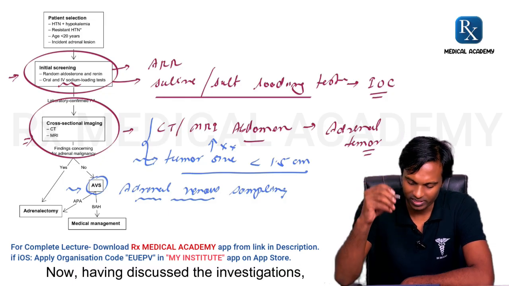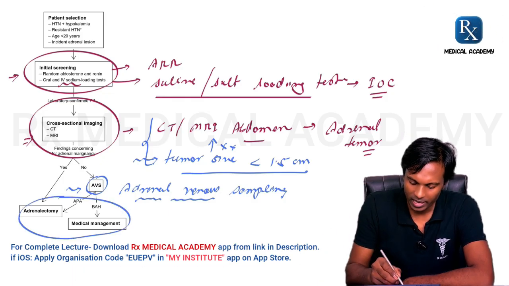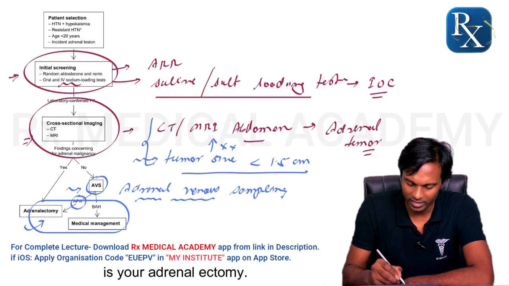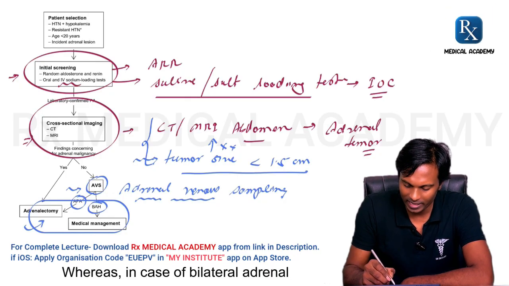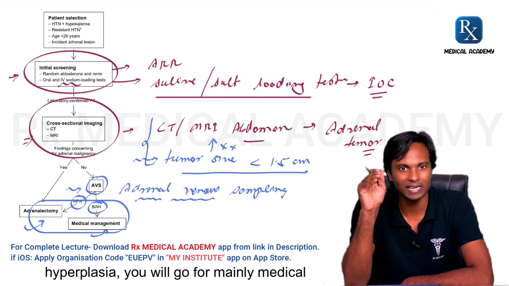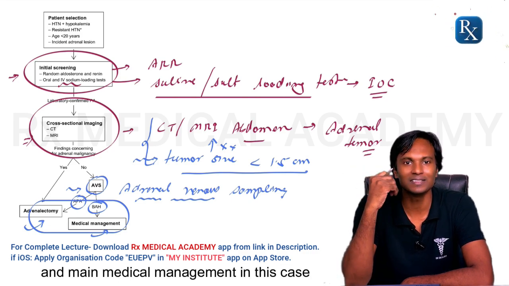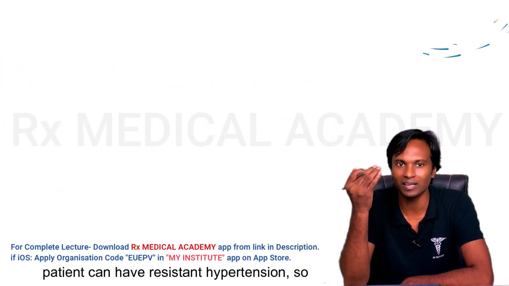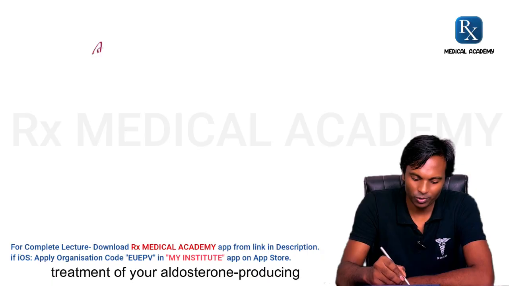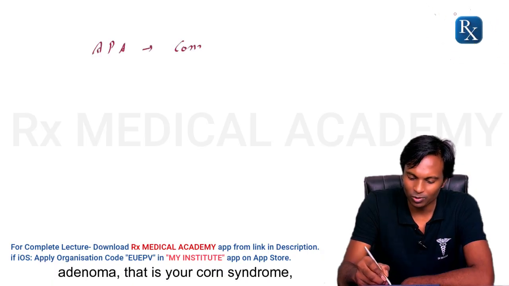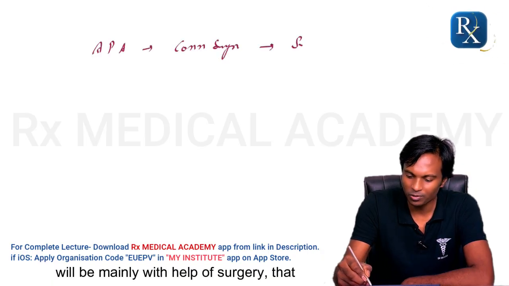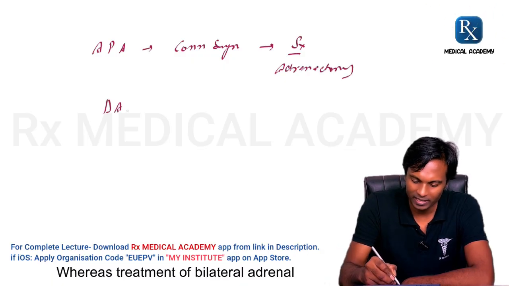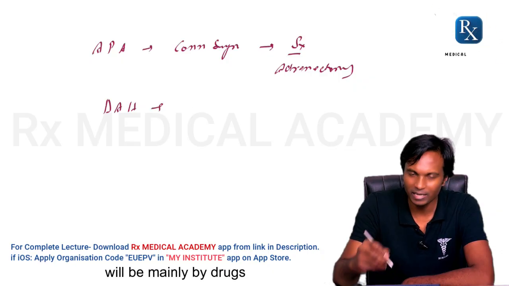Now, having discussed the investigations, we will talk about the treatment part. And here you can appreciate that the main treatment of aldosterone producing adenoma is adrenalectomy. Whereas in case of bilateral adrenal hyperplasia, you will go for mainly medical management. And the main medical management in this case will be control of hypertension. And we did discuss that in this case, the patient can have resistant hypertension. So treatment of your aldosterone producing adenoma, that is Conn syndrome, will be mainly with the help of surgery, that is adrenalectomy. Whereas treatment of bilateral adrenal hyperplasia will be mainly by drugs.